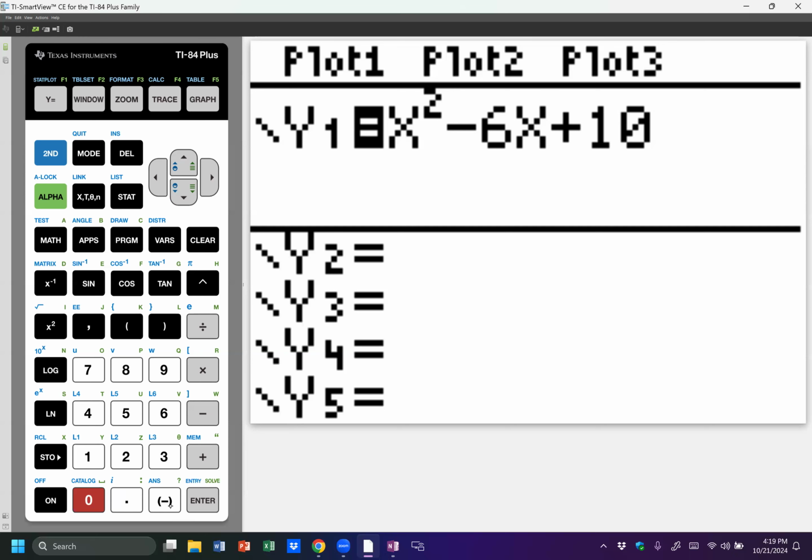Then you're going to push the button at the very top. You'll notice the very top row right below your screen is all the graphing buttons. We're going to push the button that says graph.